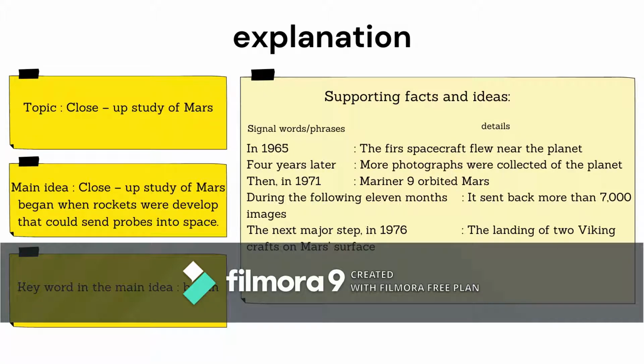First, in 1965, the detail is the first spacecraft flew near the planet. Second, 4 years later, the detail is more photographs were collected of the planet. Third, then in 1971, the detail is Mariner 9 orbited Mars. The fourth, during the following 11 months, the detail is it sent back more than 7,000 images. And the last is the next major step. In 1976, the detail is the landing of two Viking crafts on Mars's surface.